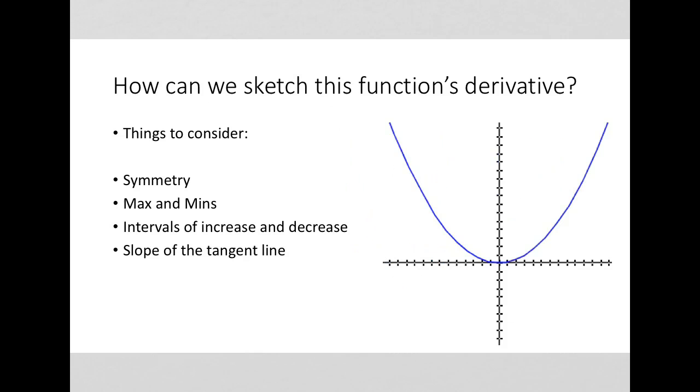So you need to think about some key values when you're looking at a graph if you want to sketch its derivative. You should think about whether or not the function has any symmetry. Is it odd? Is it even? Does it have symmetry across some axis or maybe two different axes? Does it have maximum values or does it have minimum values? Are there intervals where your function's decreasing as opposed to increasing? And how quickly is that slope changing? So lots of different things to think about, and let's actually use some of those things now to sketch a derivative.